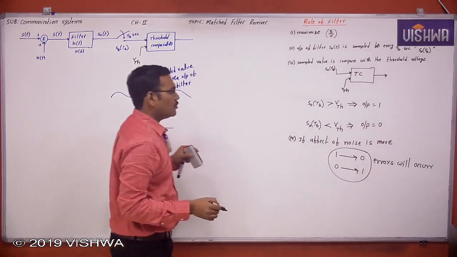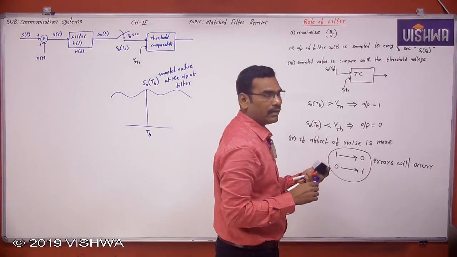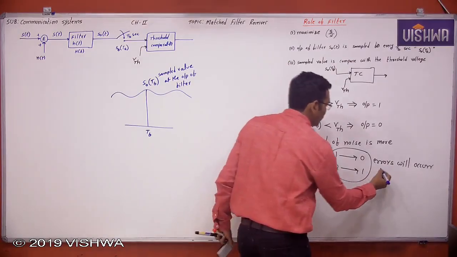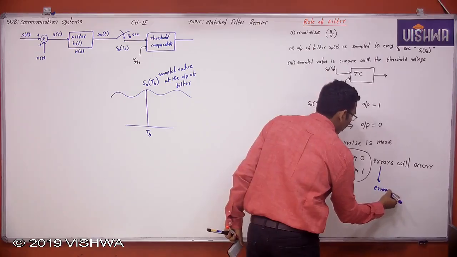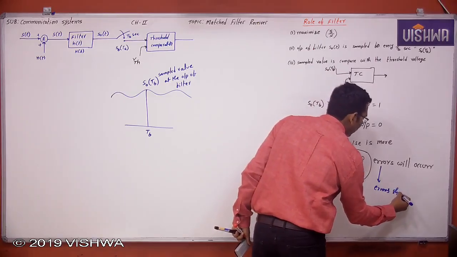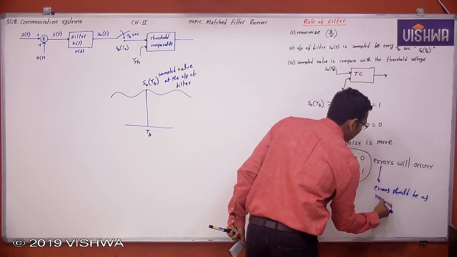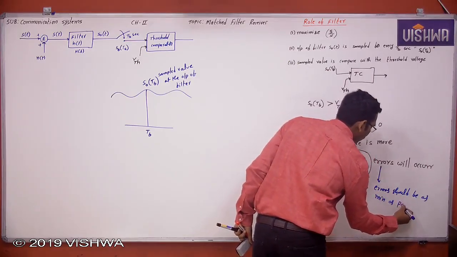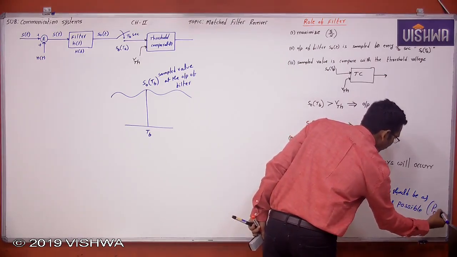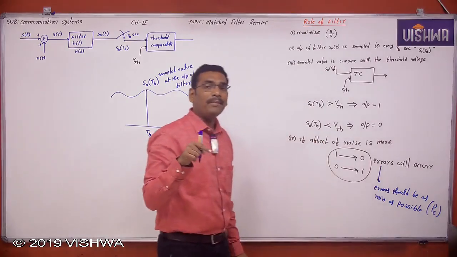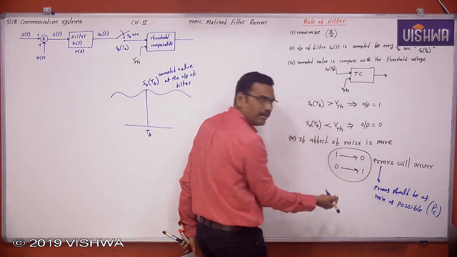What do we want? We want the probability of error to be as minimum as possible. This type of error should be as minimum as possible. So to get the minimum error probability, the effect of noise should be less.